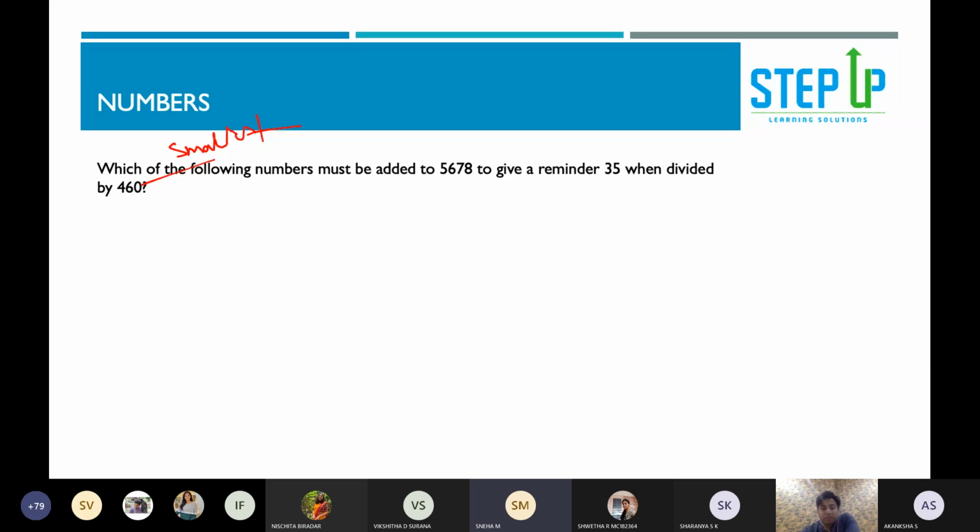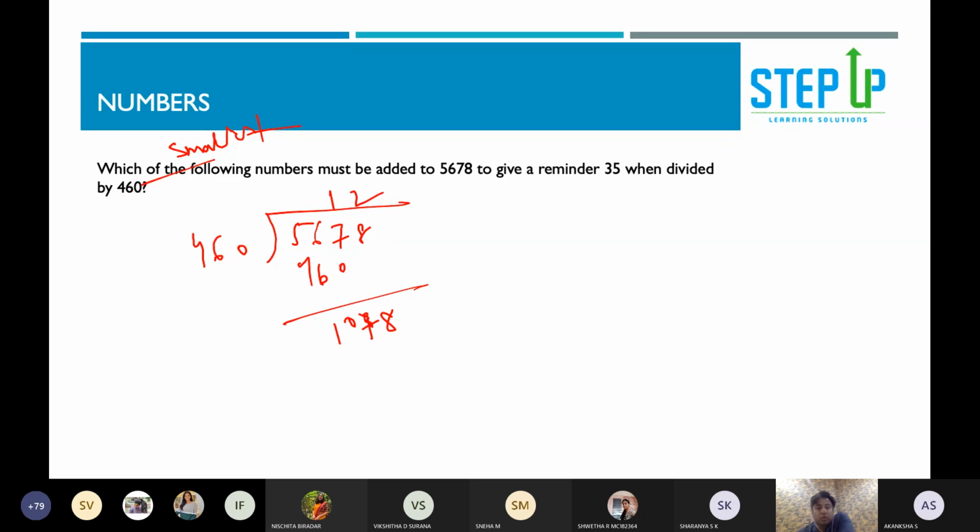Okay, so shall I give you the answers, everyone? Okay, then let's solve it. I'll tell you what she has done. She has done it partially correct, and in the last step she did something wrong. What she did was divide 5678 by 460. Correct me if I'm wrong somewhere. You get 1078, take it to 920. You subtract it, you get 158 as your remainder.